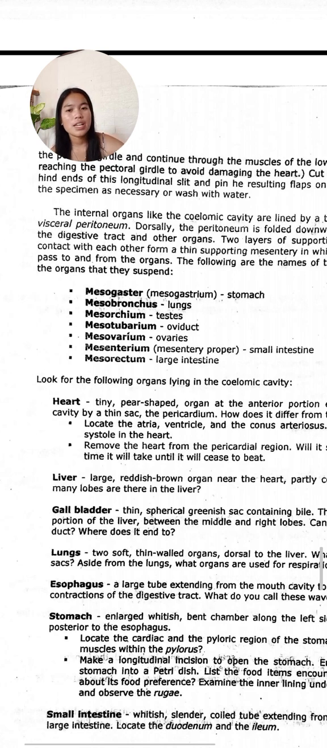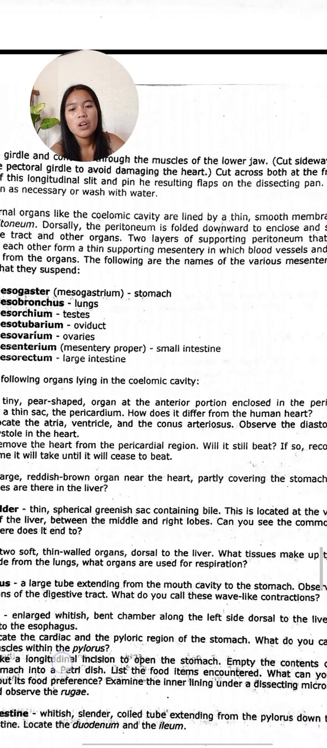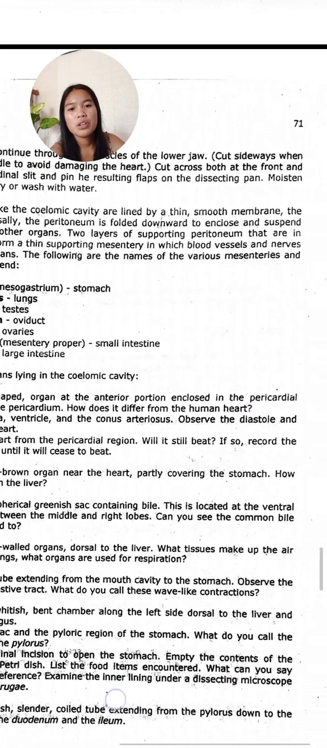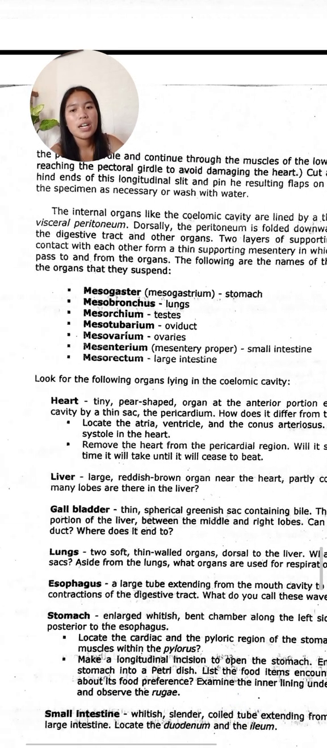So next is the heart. The heart is a tiny pear-shaped organ at the anterior portion enclosed in the pericardial. So in other definition, heart is a fist-sized organ that pumps blood throughout your body.